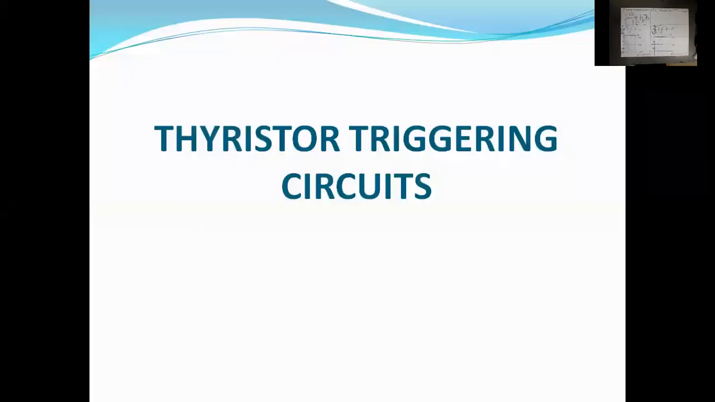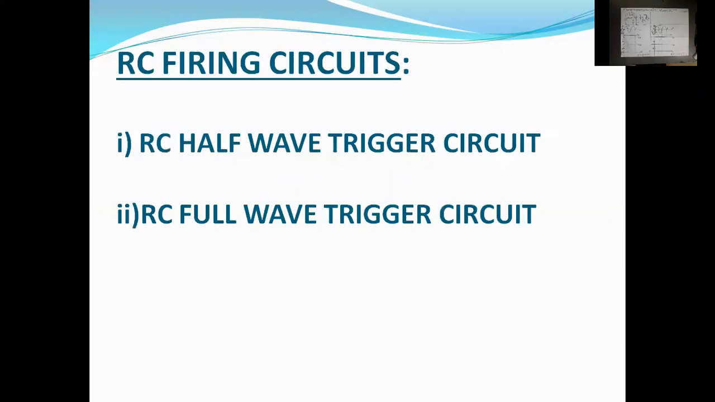In the previous session, we have already started thyristor triggering circuits, among which we have already completed the resistance firing circuit or R firing circuit. And in this session, we will have a discussion on the topic RC firing circuits, or resistance capacitance firing circuits. The main two types of RC firing circuits are the RC half wave trigger circuit and the RC full wave trigger circuit. Now let us have a look at the RC half wave trigger circuit.